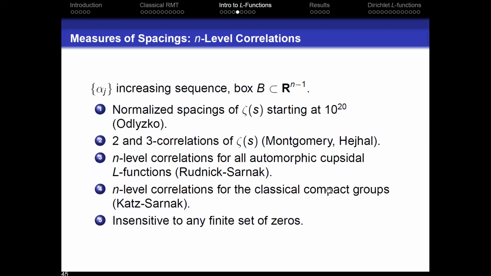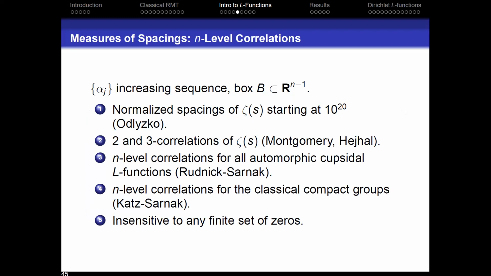And then here's a collection of results. Odlyzko looked at the normalized spacings of zeta and found phenomenal agreement with complex Hermitian matrices. Montgomery showed that the two-level correlations, the pair correlation for the zeta function, agreed with this random matrix theory result for suitably restricted boxes. And then Dennis Hejhal proved the three-level correlation also worked.